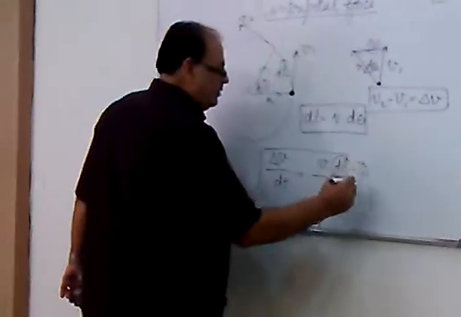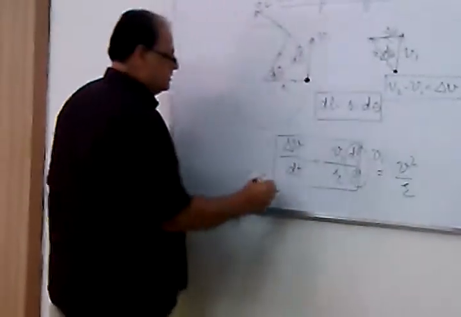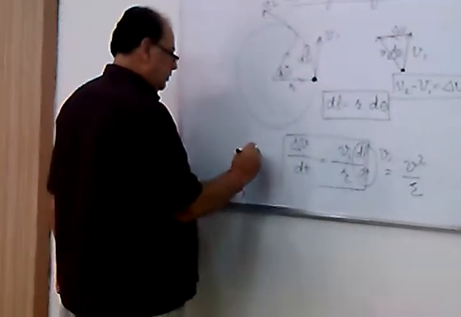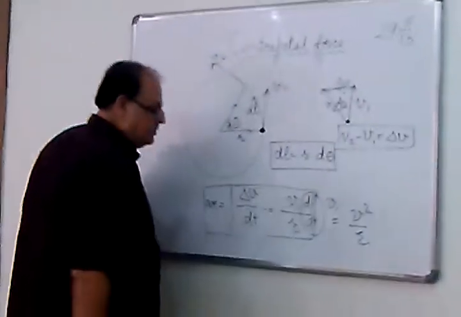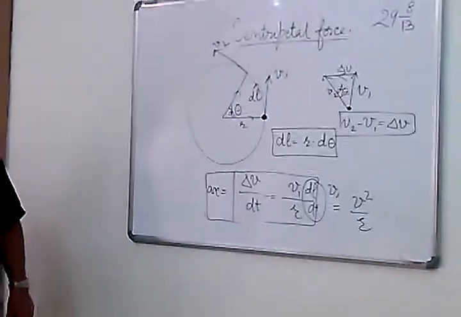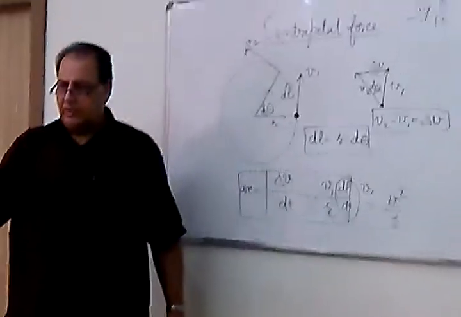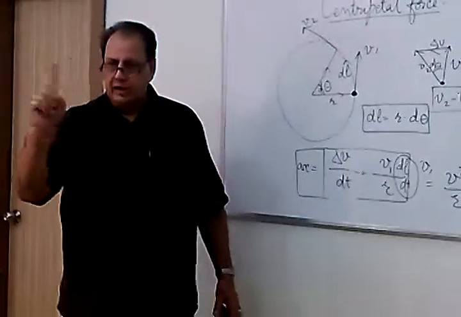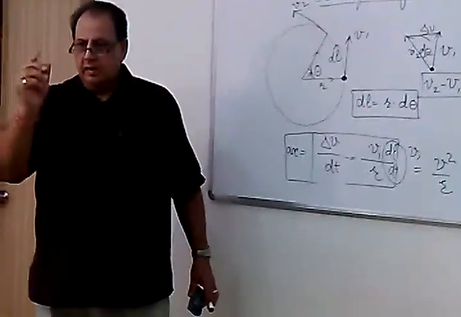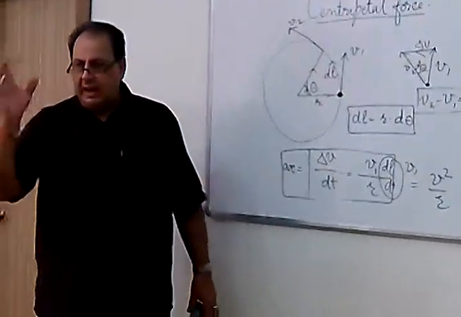Or if you take only magnitude, this will become v square upon r. And this is your acceleration, which we call centripetal acceleration, acceleration directed towards the center. If you take a piece of stone tied to a thread, make a loop like this, put your finger and rotate it. If you leave it, it will go. But what keeps it tied?